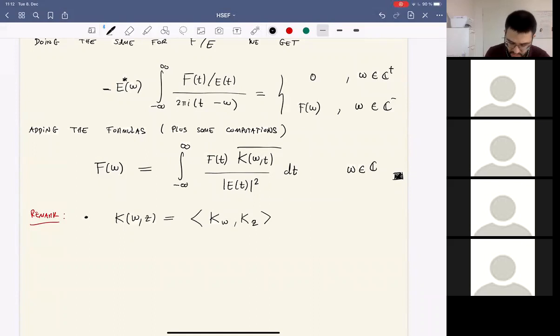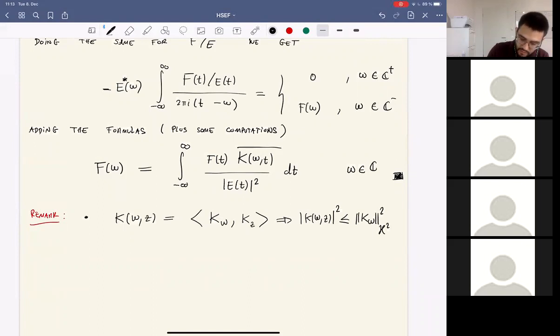Let me see if that's right. So this is supposed to be what? This is supposed to be the evaluation of the guy K_w at the point z, which is supposed to be this. Yes, correct. Okay, so we do have this. In particular, we can just apply Cauchy's inequality. And we have |K_w(z)| squared is less or equal than the norm of K_w squared in H2.